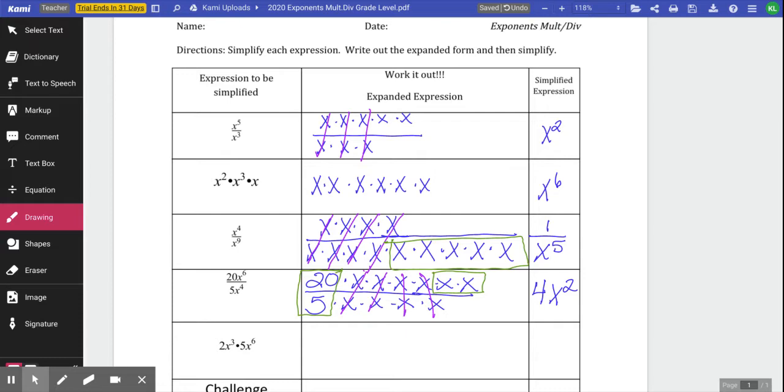Okay? And now the last one, we are going back to multiplication. So again, we have some coefficients and we have some variables with exponents. So again, I'm just going to write the 2 once, and then I have x to the 3rd. So times x times x times x. And then that's being multiplied by 5, and then x to the 6th.